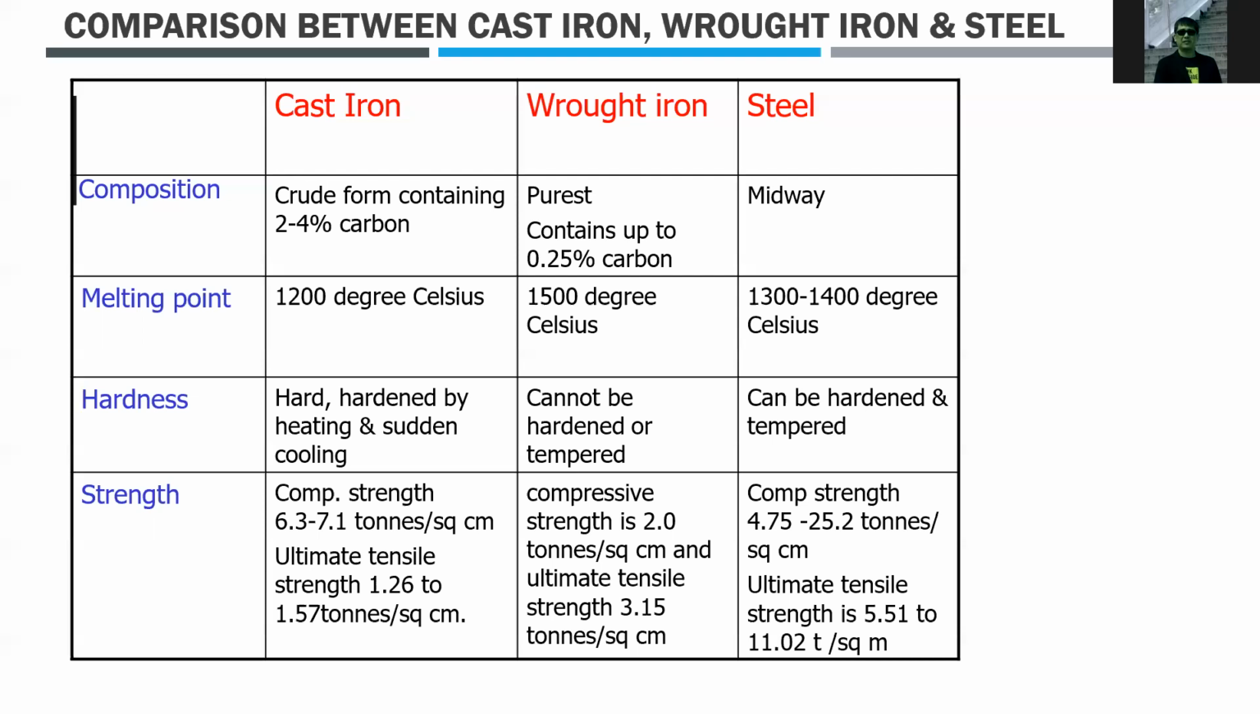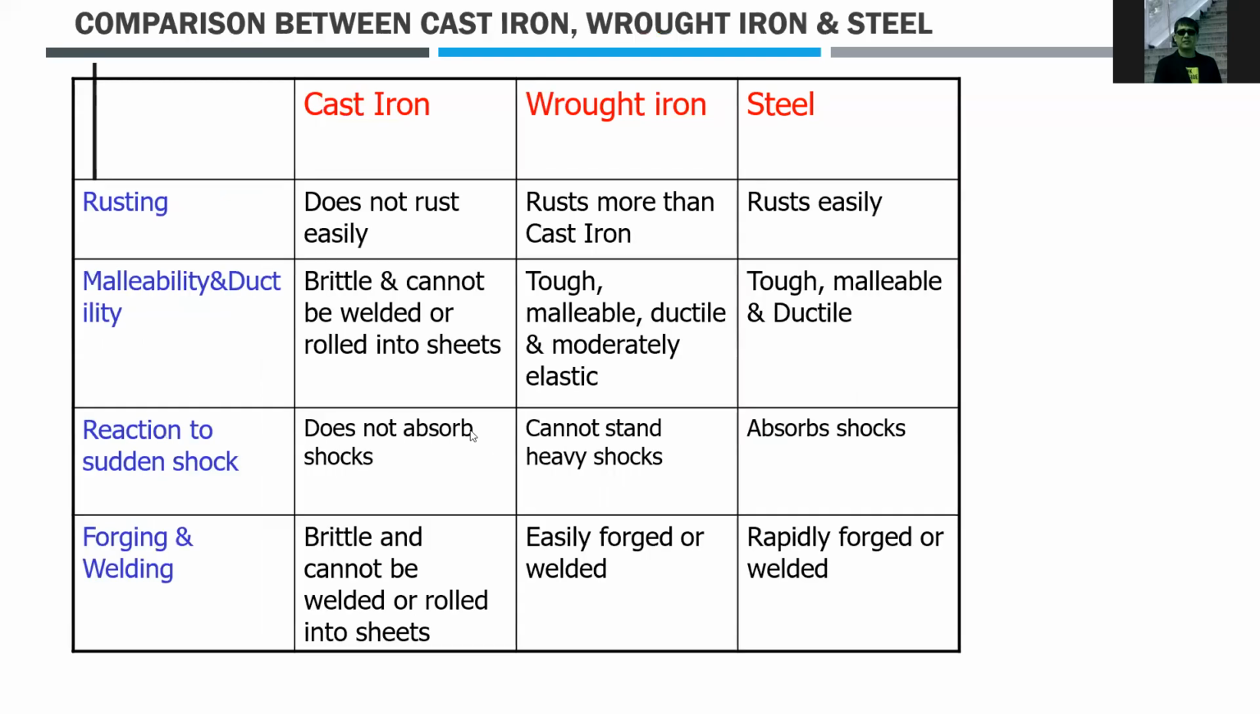The compressive strength is higher than cast iron, and the tensile strength is higher than rough iron, which is 5.51 to 11.2 tons per square meter. So steel is the most commonly used type, a byproduct of the ore. The cast iron does not rust easily, so that is why it is used for pipes and others.